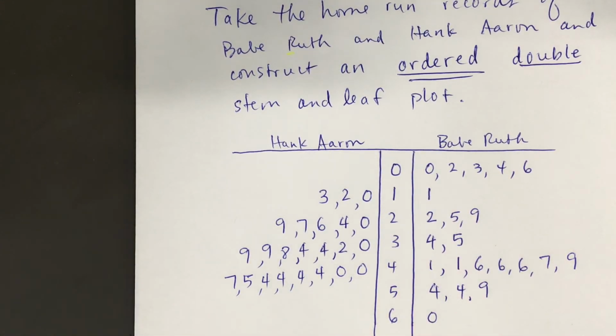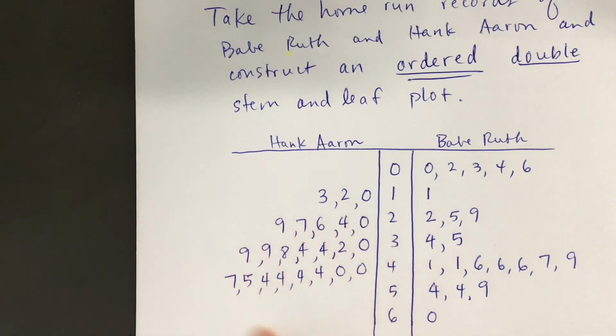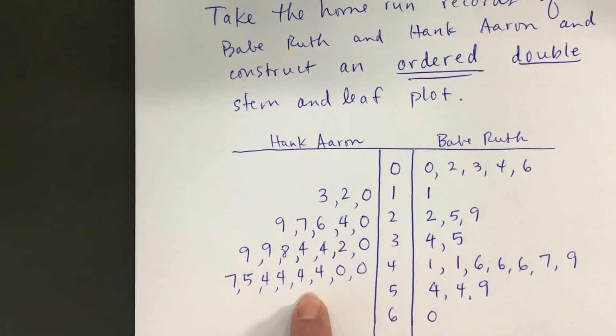An argument for Hank Aaron being the better player would be that Hank Aaron consistently had years where the numbers were higher. Now, nothing surpassed Babe Ruth, but he was consistently in the 30s and 40s, where Babe Ruth was kind of all over the place.